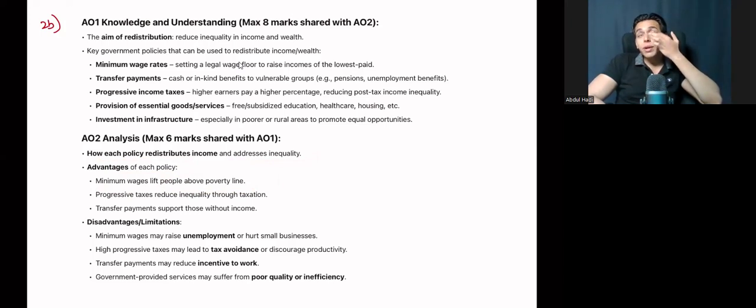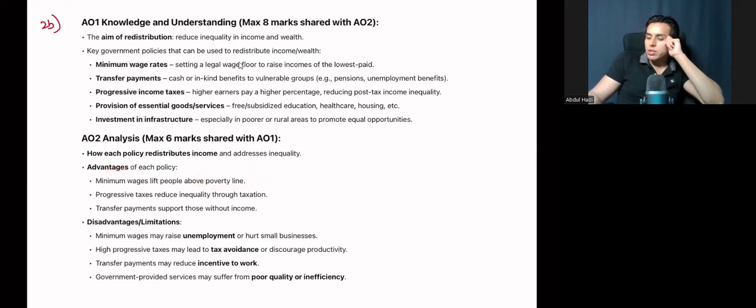So if the government imposes a minimum wage at a certain level, don't you think that people earning below that wage rate will earn more now? If the government imposes a minimum wage of, let's say, 100 rupees and I'm earning 80 rupees per hour, don't you think my employer will have to pay me 100 now, so my wage level will rise, right? So minimum wage lifts people above the poverty line, the first point.